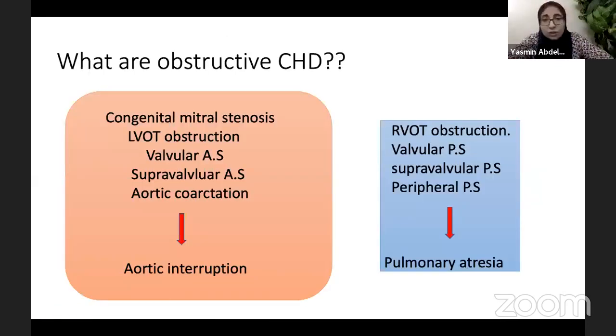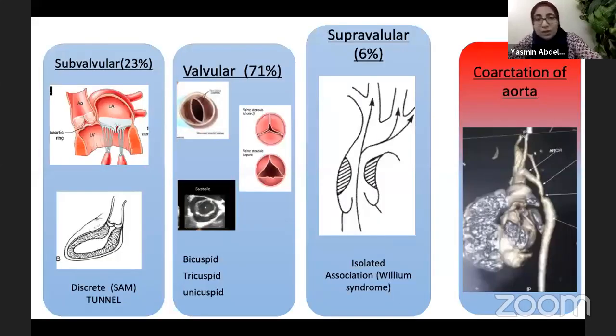As I said, we will focus today on left-sided obstructive lesions. We have congenital mitral stenosis, left ventricular outflow obstruction, valvular aortic stenosis, supravalvular, and aortic coarctation. Those are the obstructive lesions on the left side, and the most extreme form is aortic interruption. In this slide, we will enumerate different levels of obstruction of the left side. I will start with the most common type.